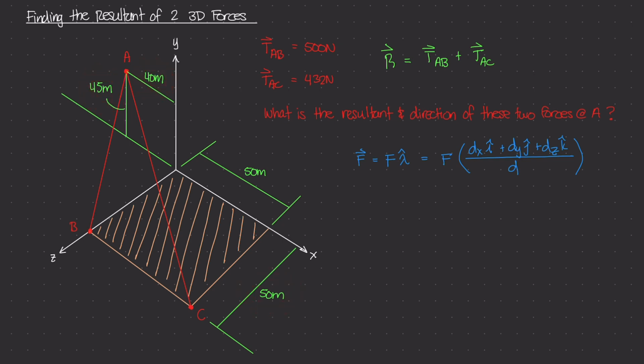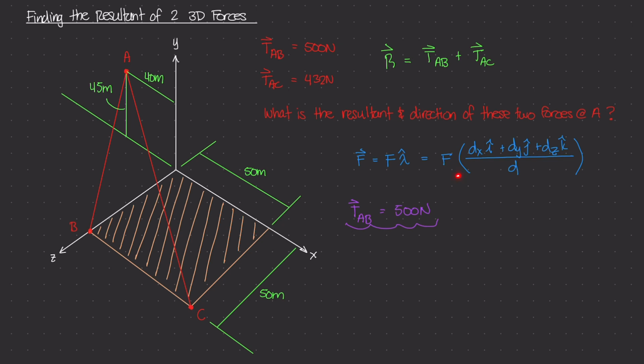So that would make it easy to figure out where point A is located and where point B is located. So let's go ahead and start doing that for both TAB and TAC. I'll start with TAB first. TAB is this 500 Newton tension force.